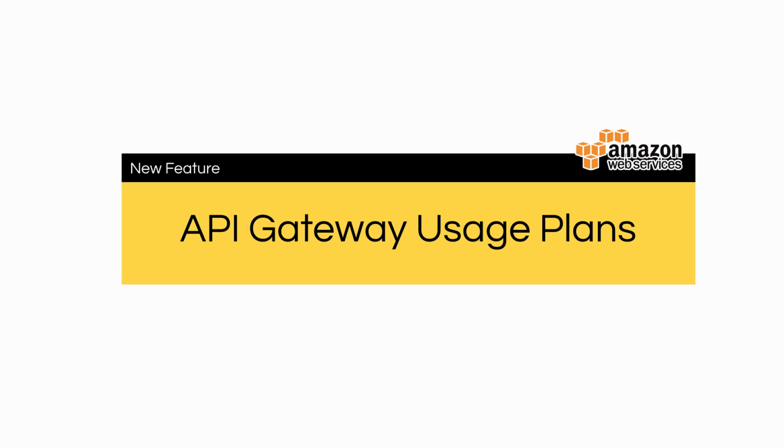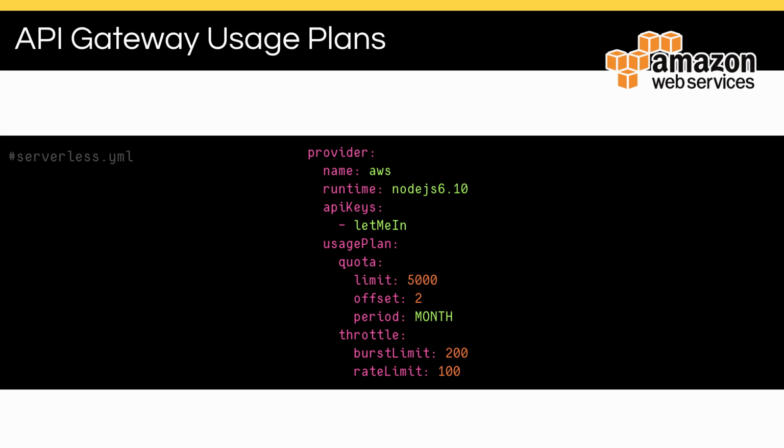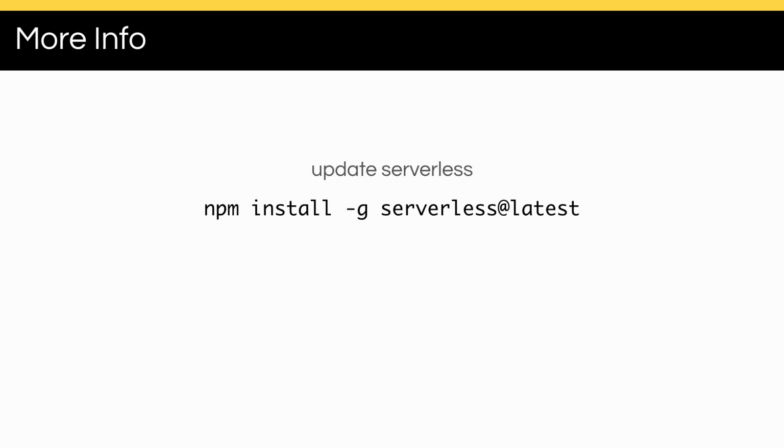The last new feature is the ability to configure API gateway usage plans in your serverless YAML. Usage plans give you the ability to have tighter control over your APIs, allowing you to do things like configuring limits and throttles for your APIs. By adding the usage plan property in the provider section of your serverless YAML, you can configure these directly through serverless. Here you can see we're configuring a quota and a throttle for our API, and we're also adding some API keys so that we can keep track of who is calling our API. And that's it for all the new features in serverless.